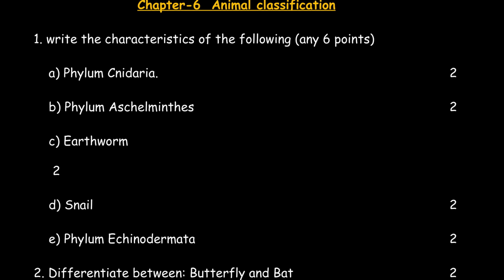And then you have chapter number 6, animal classification. Write the characteristics of the following, any 6 points. So this is all classification. Animal classification: what are the phyla, which phylum, which examples, earthworm, then snail. All these things you have to remember.